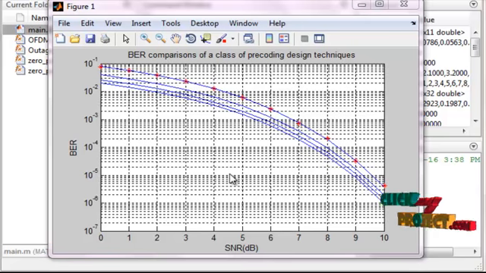So AF means amplify and forward, and it consists of a two-node, N-antenna source. This is a bit error rate comparison of a class of precoding design techniques for the antennas. The BER ranges from 10 to the power minus 1 down to 10 to the power minus 7, and the SNR is from 0 to 10. So this is the process of comparing all the class precoding design techniques.